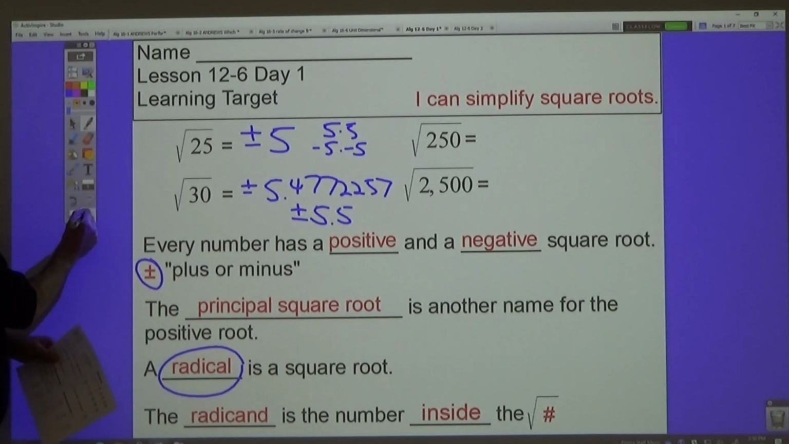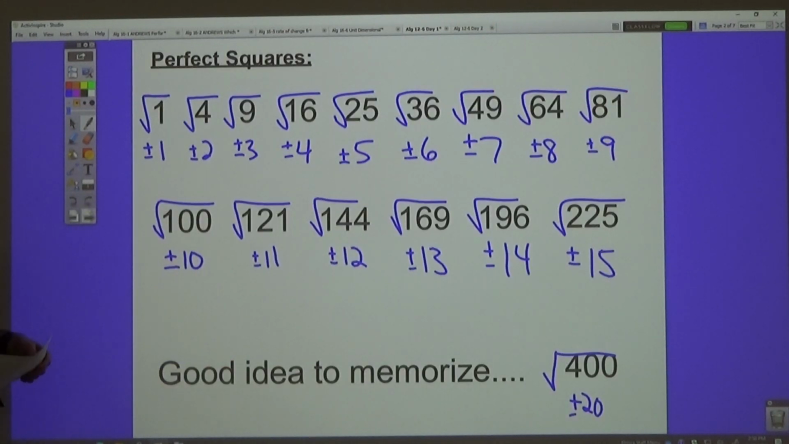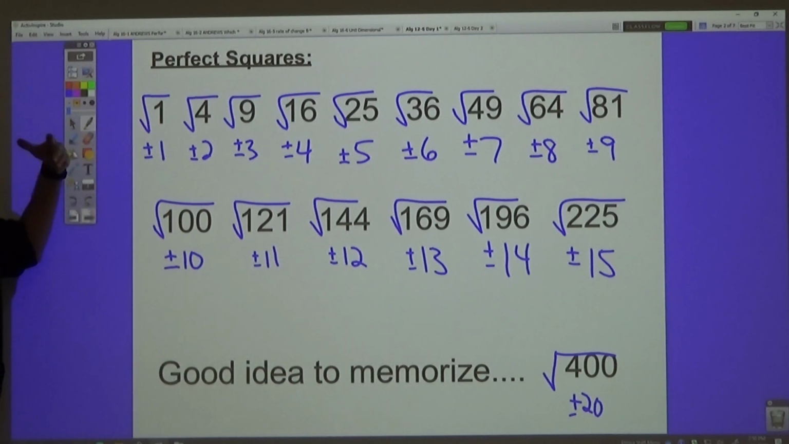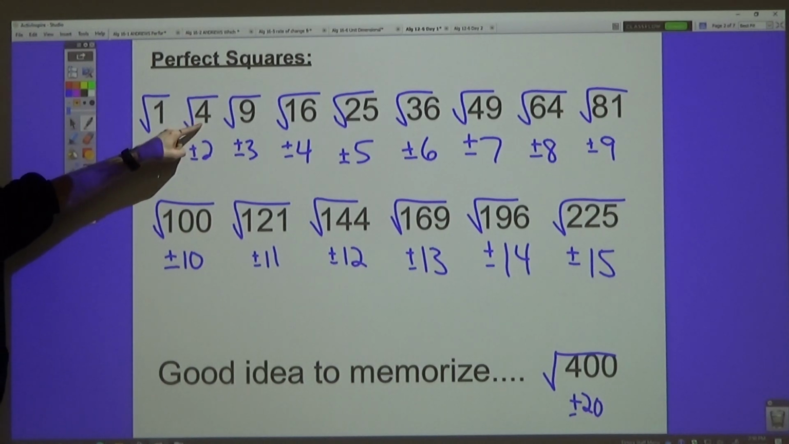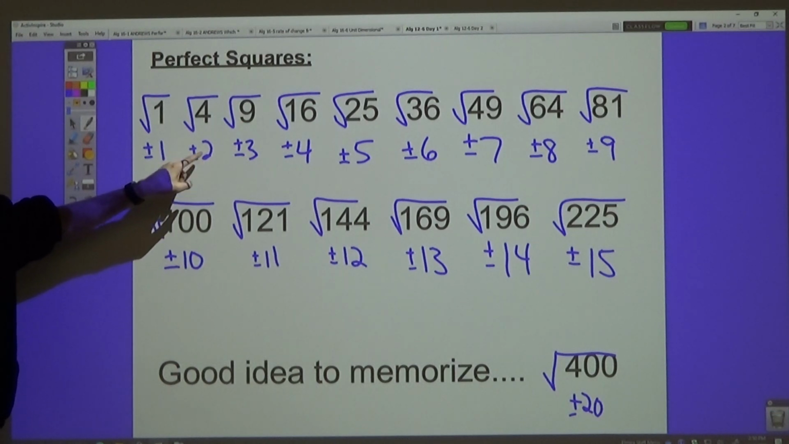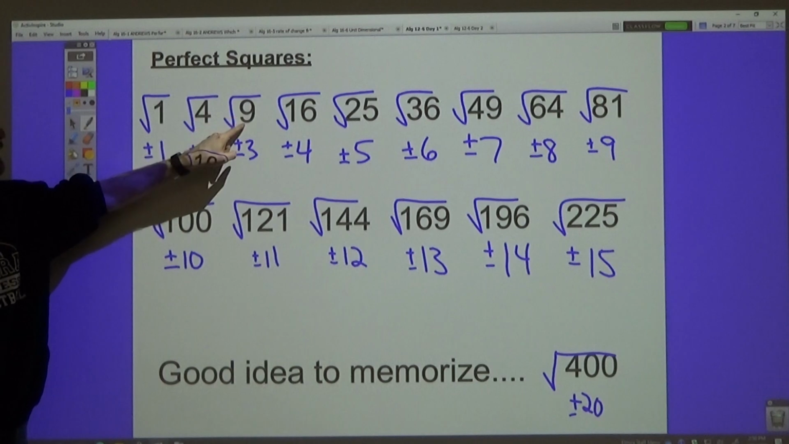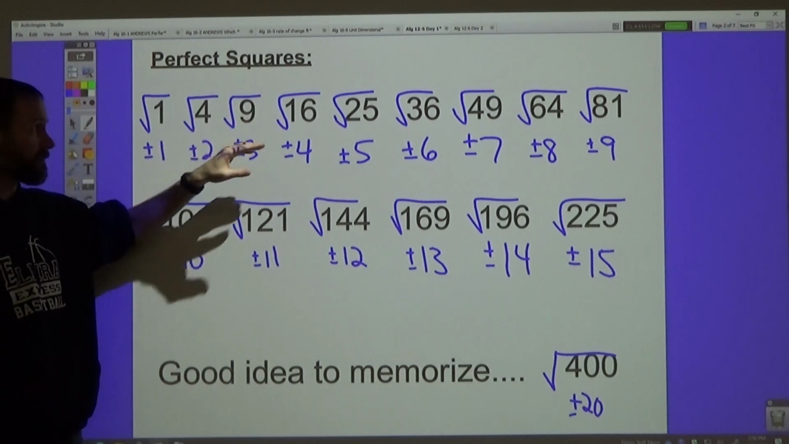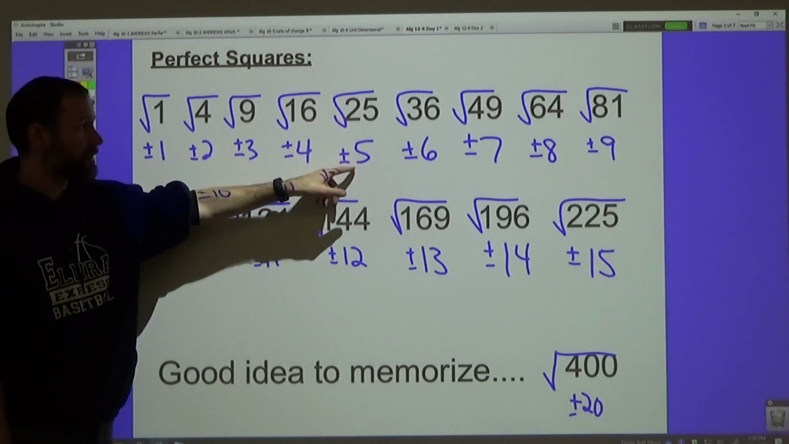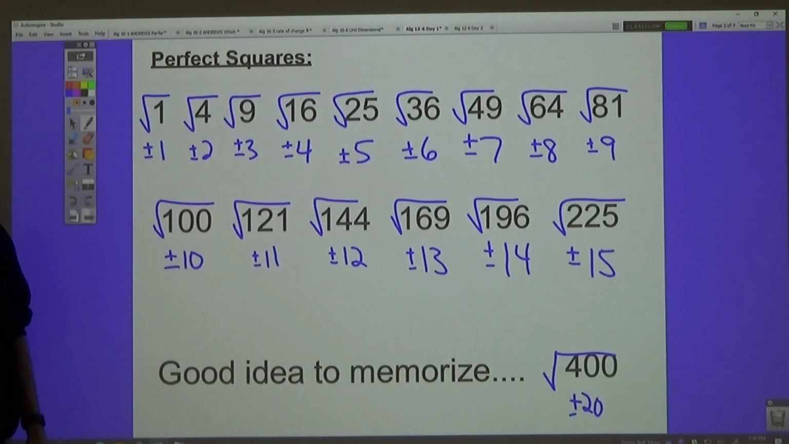So there are some perfect squares that we need to know. These are very important to memorize because they'll help you out. The square root of 1 is plus or minus 1. The square root of 4, what times what is 4? Well, it's 2, so positive 2 and negative 2, so plus or minus 2. The square root of 9 is plus or minus 3. The square root of 16 is plus or minus 4. The square root of 25 is 5, and so on and so forth.